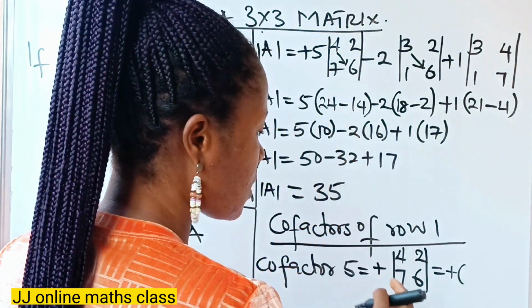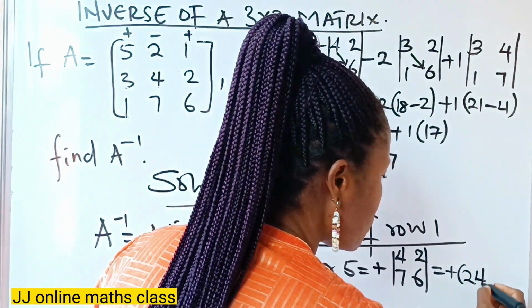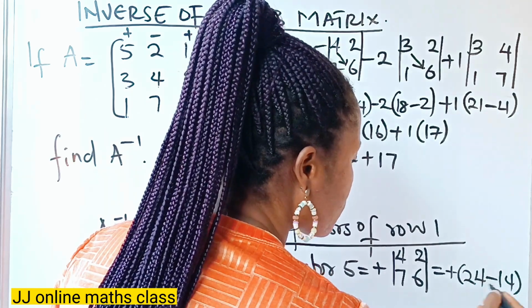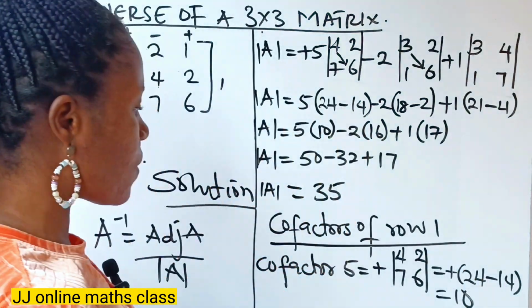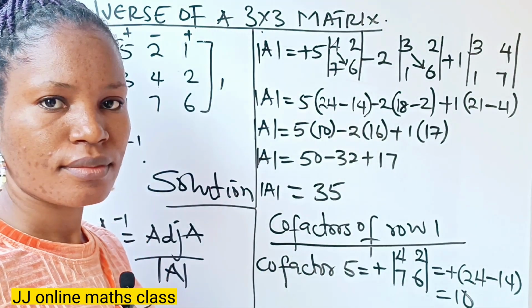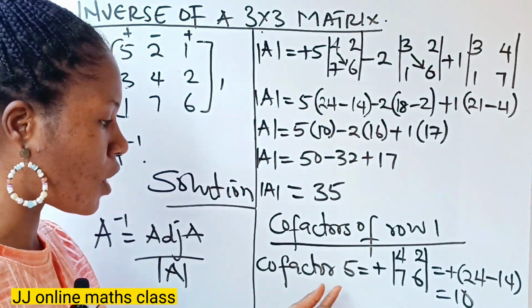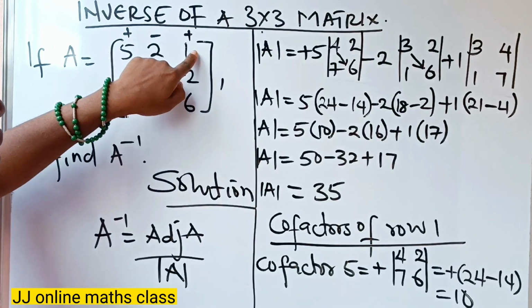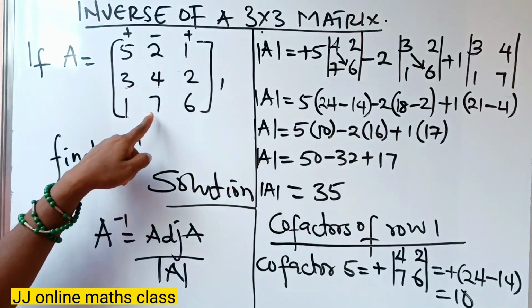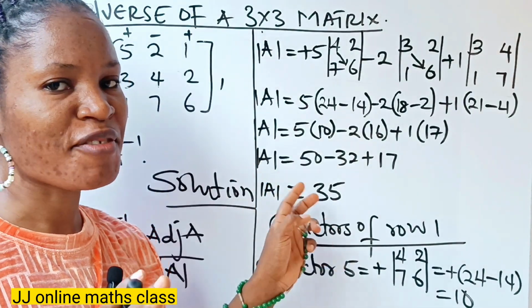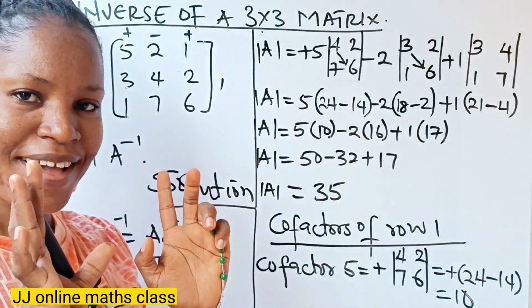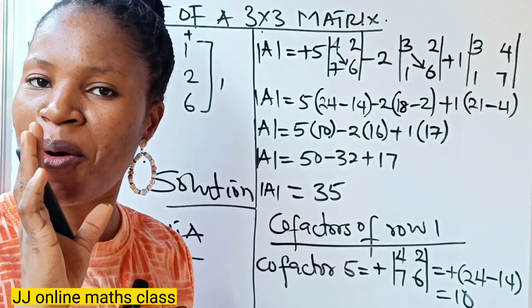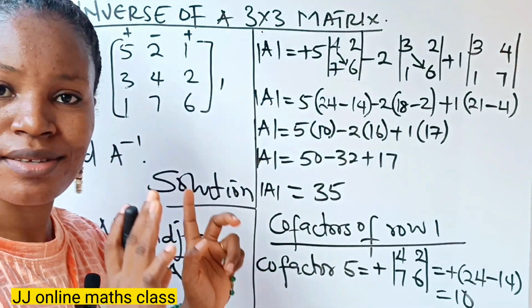Remember you have plus outside. 4 times 6 will give us 24, minus 2 times 7 which is 14. So you notice that this is equal to 10. So it means that the cofactor of 5 is 10. Very easy. So we are going to keep this. We are going over to get the cofactor of 2, 1, 3, 4, 2, 4, 7, and 6, everything before we get our adjoint. Like I said, take a chill pill and follow me through. Do not quit. The result is very close.